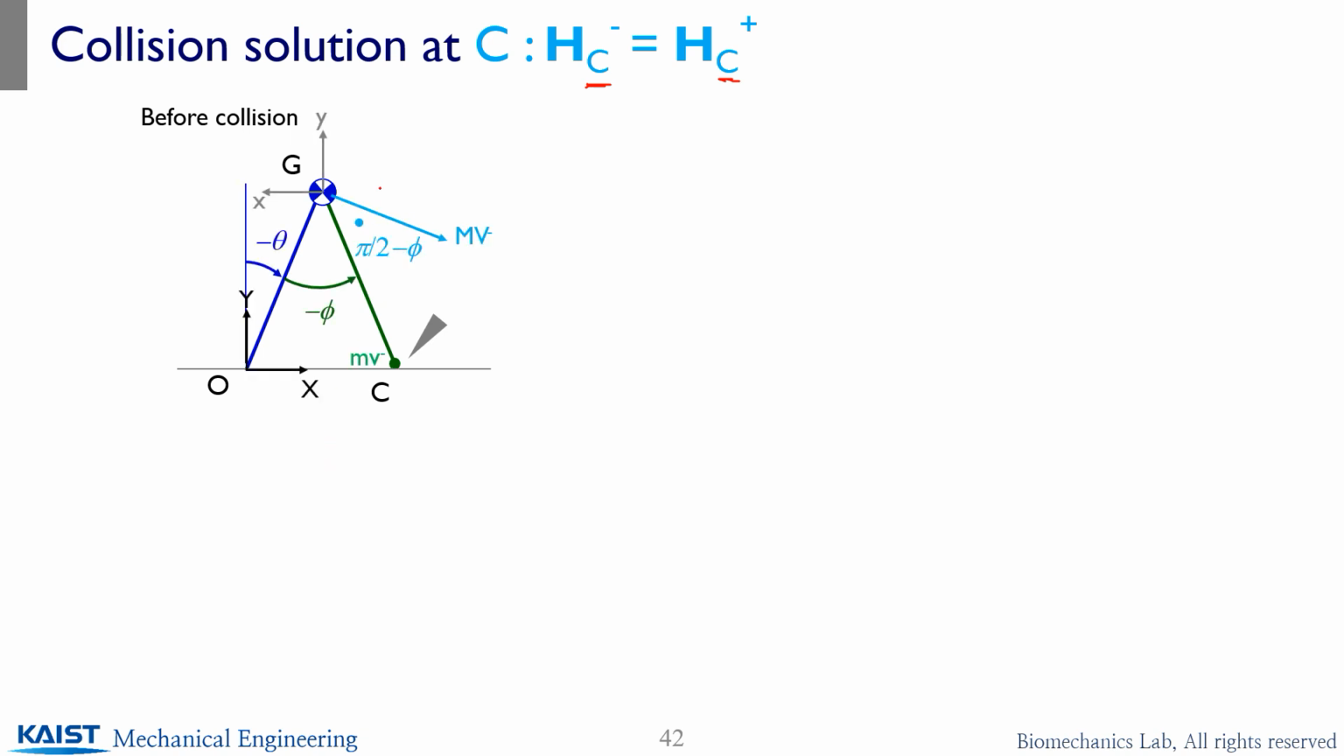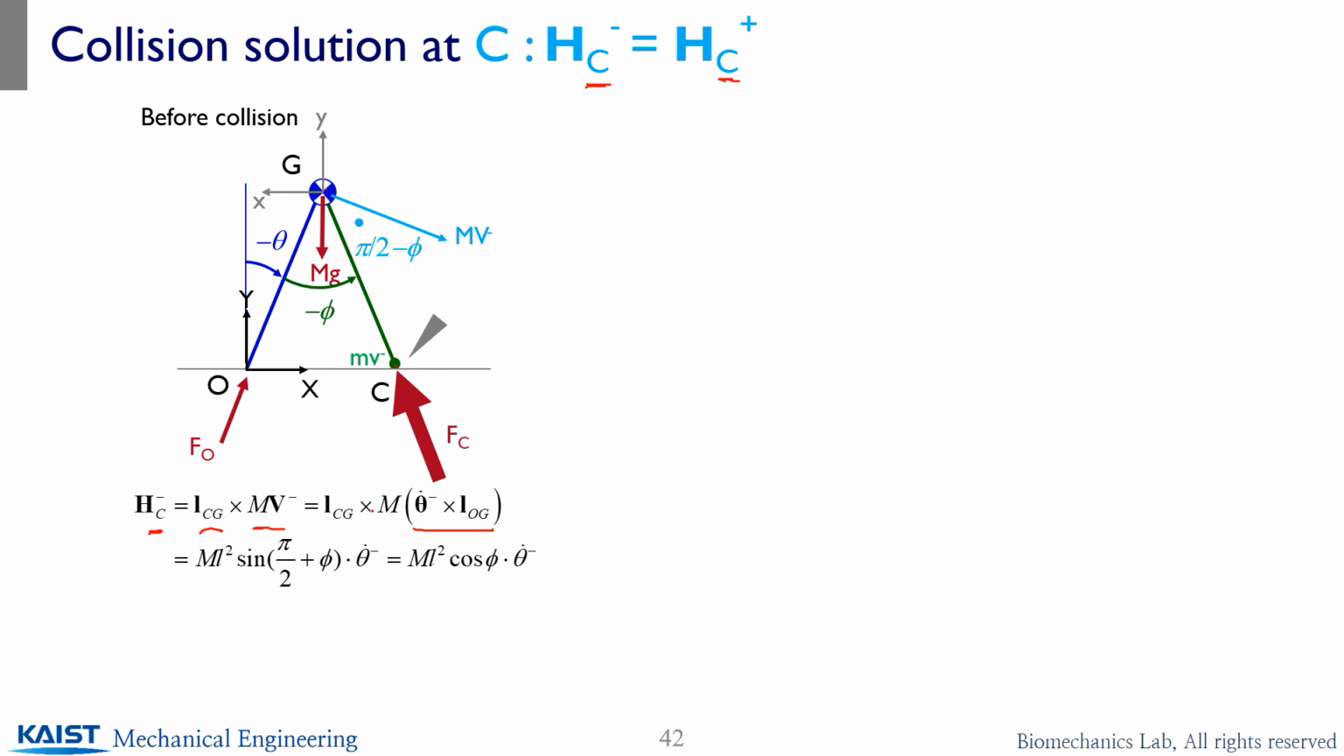Before collision, you have a velocity for the capital mass and the small mass, but the small mass has no angular momentum because there is no moment arm, right? So you just calculate the before-collision angular momentum for the capital mass, mv, cross product with L. V is omega cross product r, which is theta dot minus cross product log. If you solve the cross product of the vectors based on the geometry, this is going to be capital M L squared cosine phi theta dot minus. That's the before-collision angular momentum.